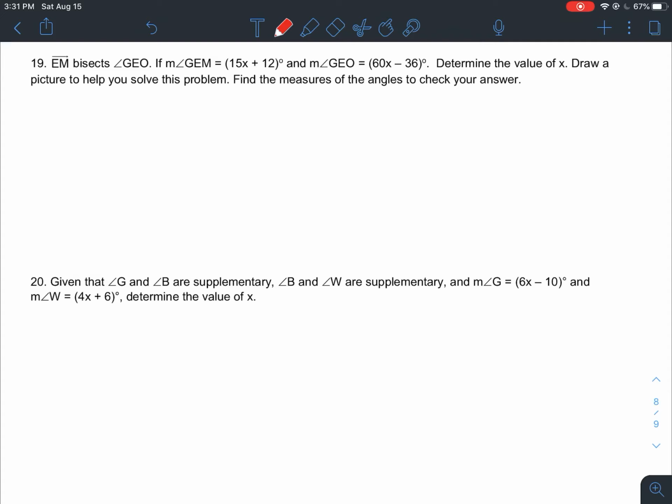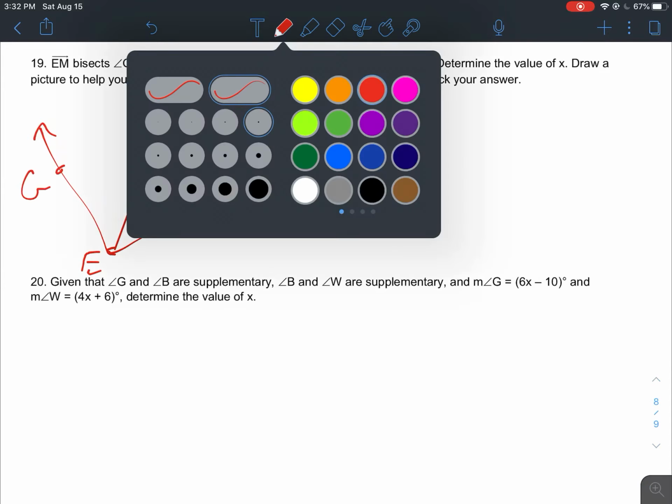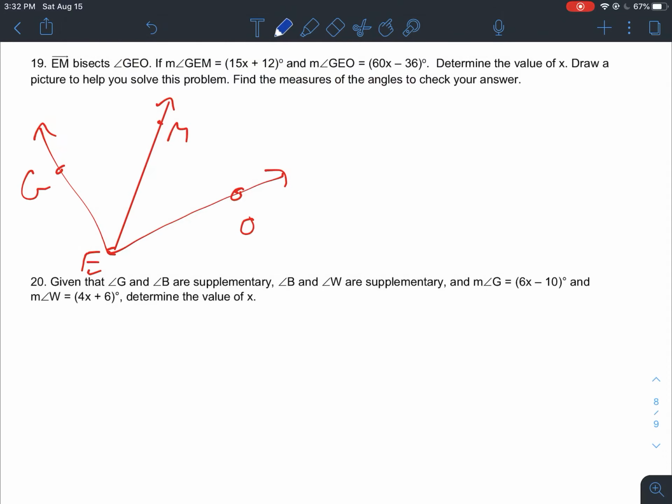Last page. Number 19, same picture. EM bisecting GEO. But this time they tell us GEM is 15x plus 12, and GEO, which is the big angle, is 60x minus 30. Now remember, these two are not congruent. The two little ones are congruent.